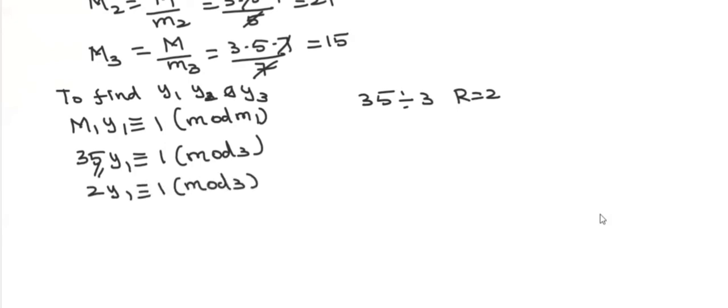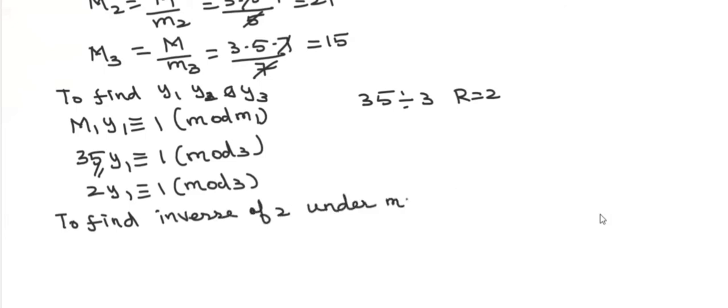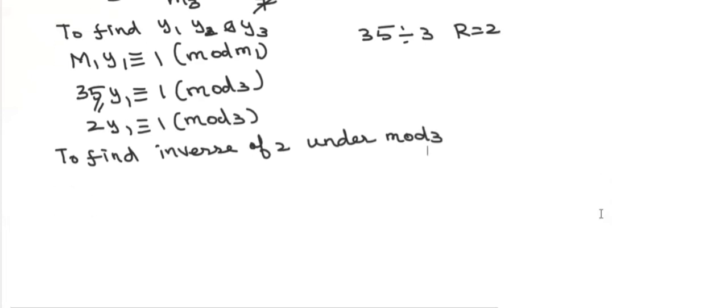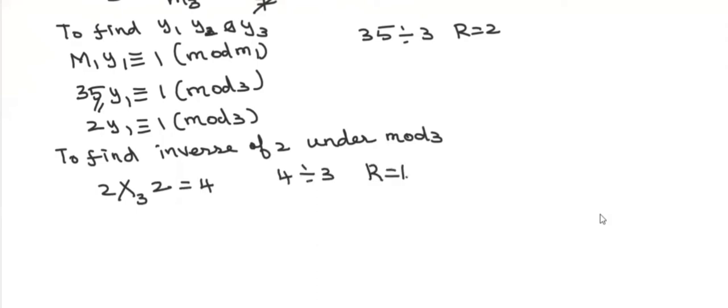Next step, I have to find the inverse of 2 under multiplication modulo 3. When you multiply with 2, the answer should be 1. So 2 multiplied by 2 means 4, and 4 divided by 3 gives remainder 1.